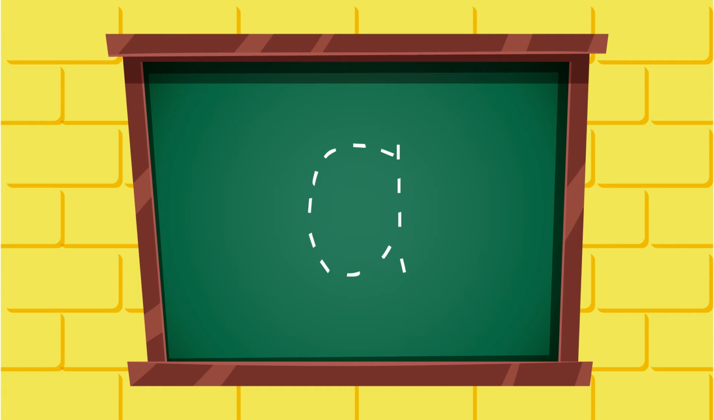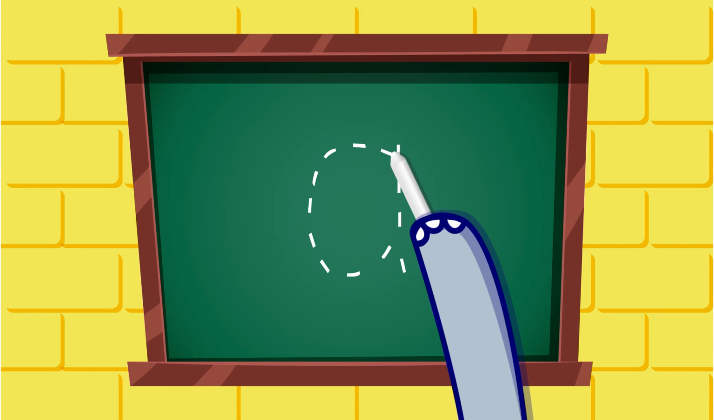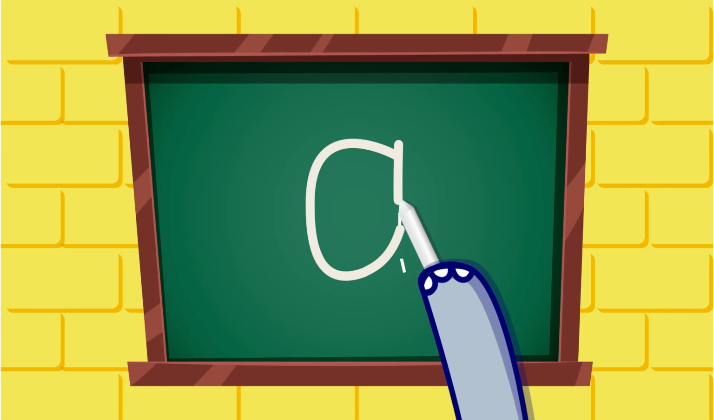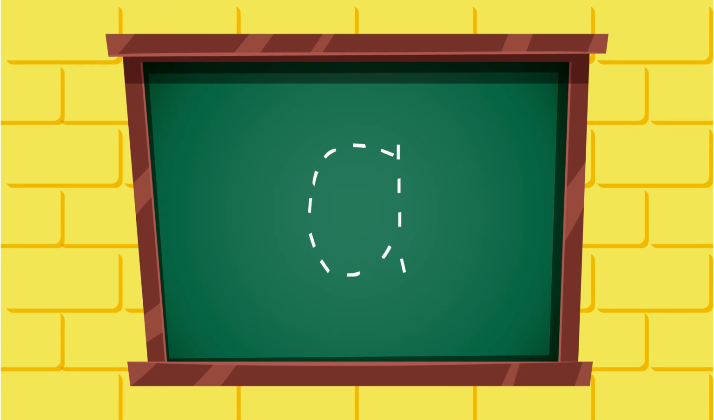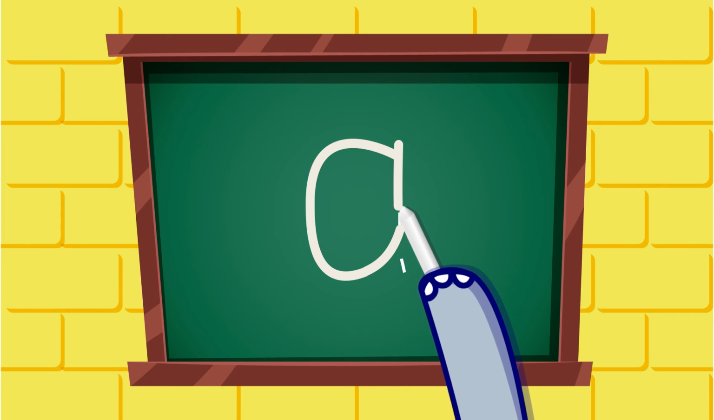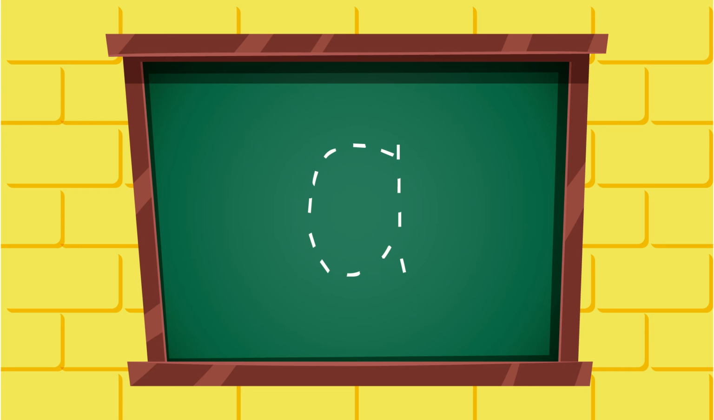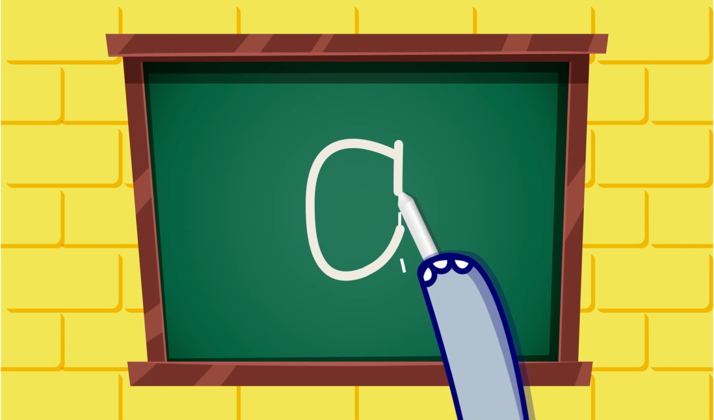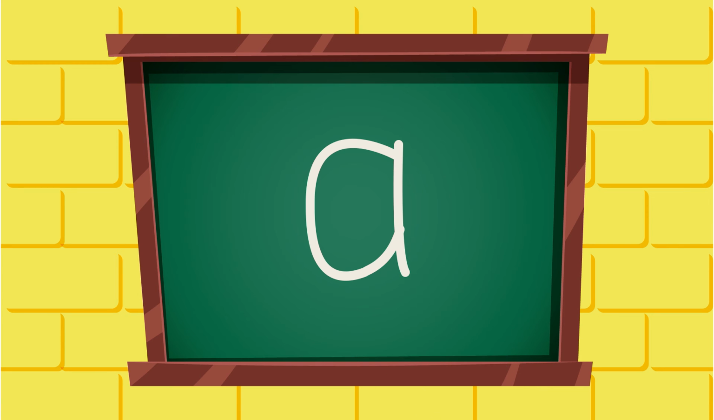Now let's do lowercase a. For lowercase a, draw around and circle. Then we draw down. Let's do that again. Draw around and circle. Then we draw down. Now, why don't you try? Good job!